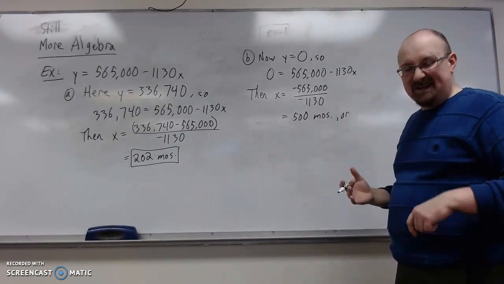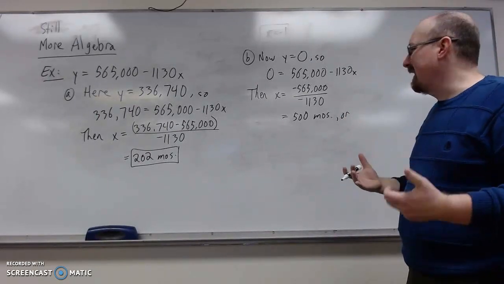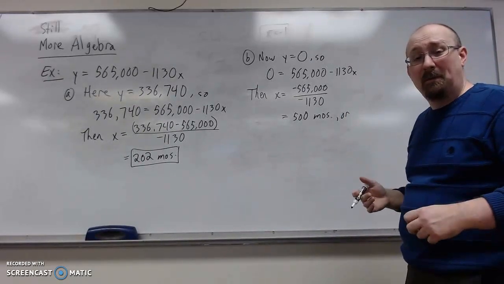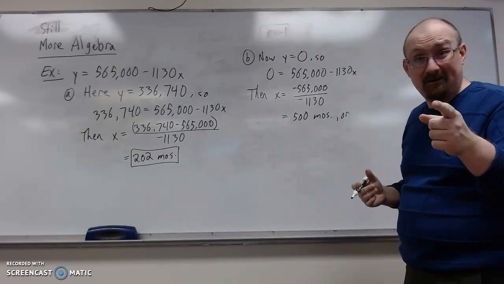So that's the number of months. It does ask us for a time in years. You may end up kind of pausing, hopefully not too long, but how many months are there in a year? That's right, there are 12.